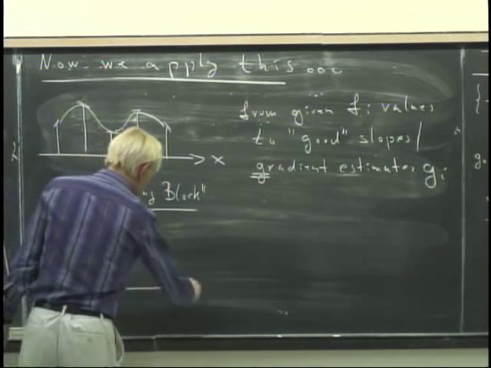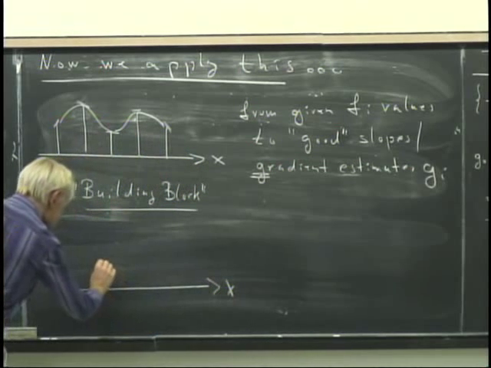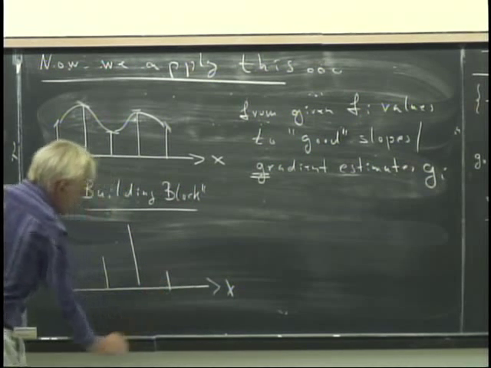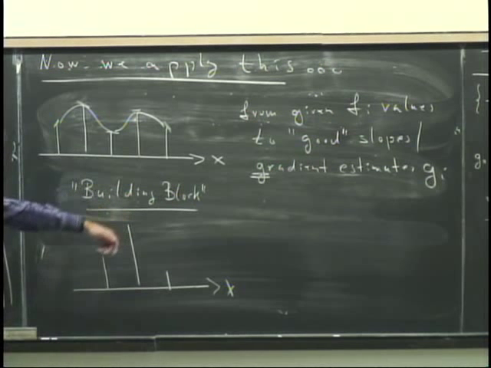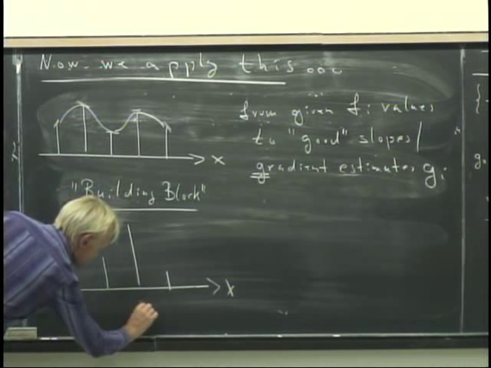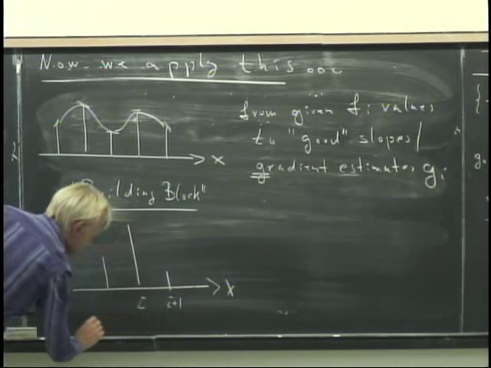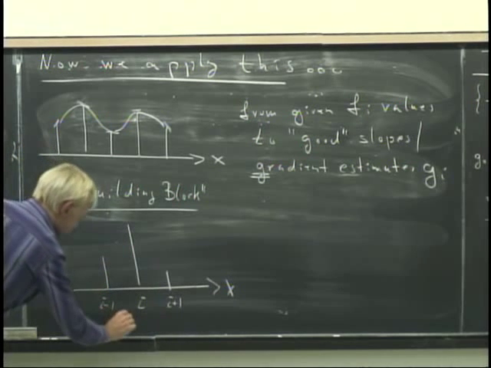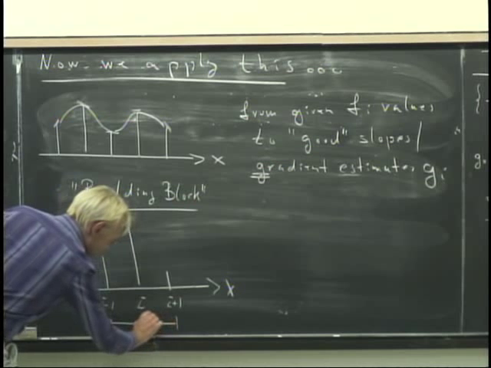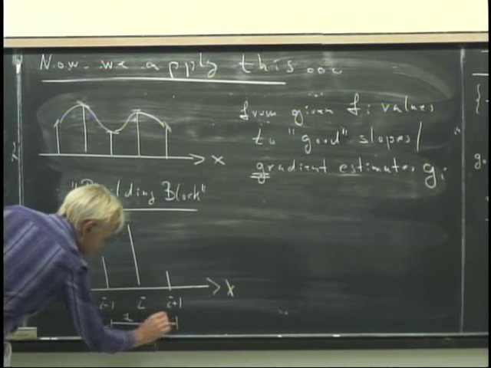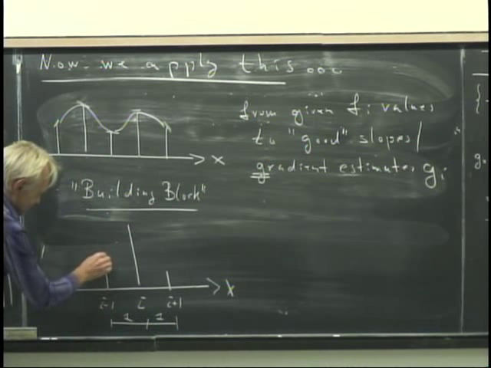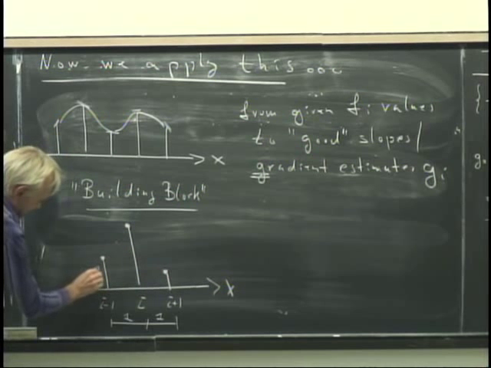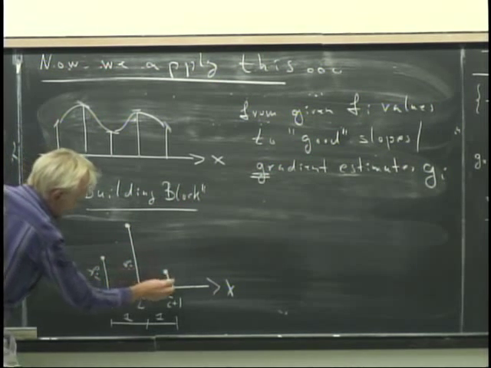The building block is concerned with 3 sticks, and we want a good estimate for the stick in the middle. How do we get it? This is location i, this is location i plus 1, and this is location i minus 1. These have certain lengths. The only values given in this neighborhood are f_i minus 1, f_i, and f_i plus 1.